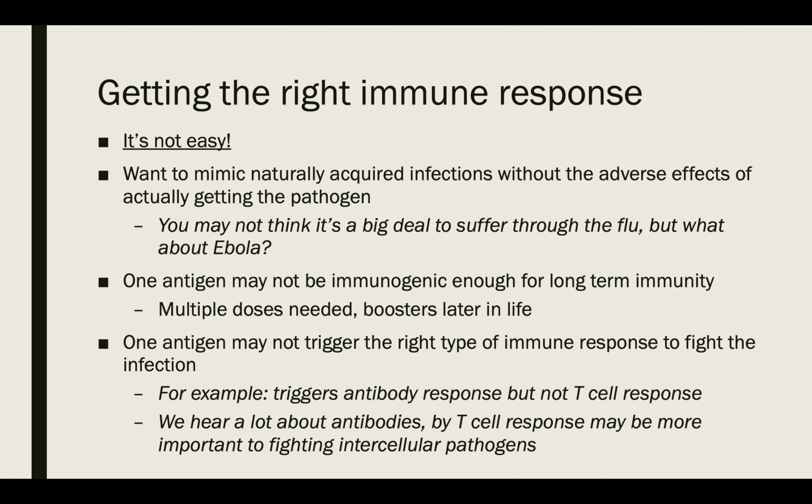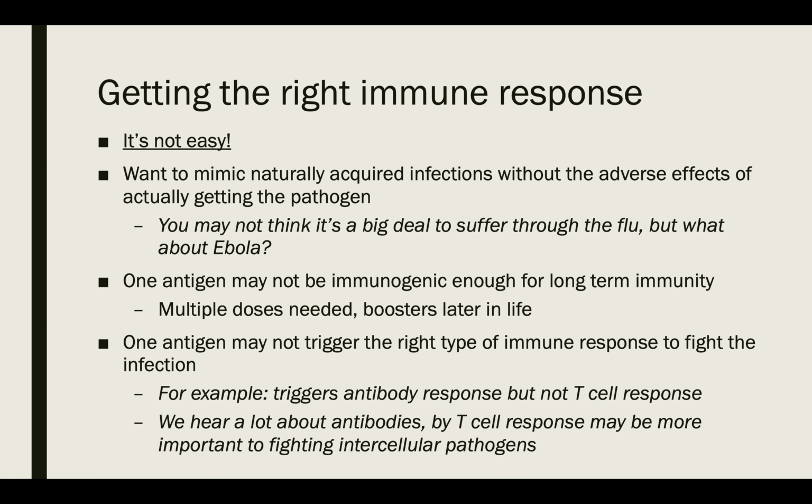Okay. So getting the right immune response. It's not easy. This is something I want everybody to understand. The immune system is very complicated. Antigens are very complicated. So it's not easy. So with vaccines, you want to mimic the immune response of naturally occurring infections. But you don't want those adverse effects. So this is the goal of a vaccine, to mimic that infection without actually getting the disease.